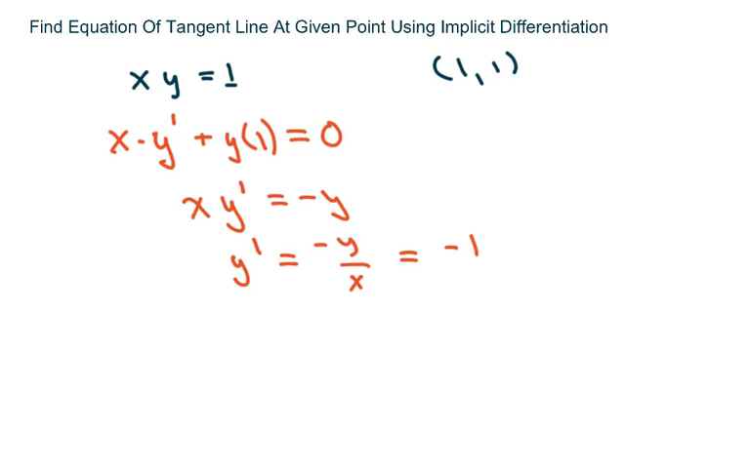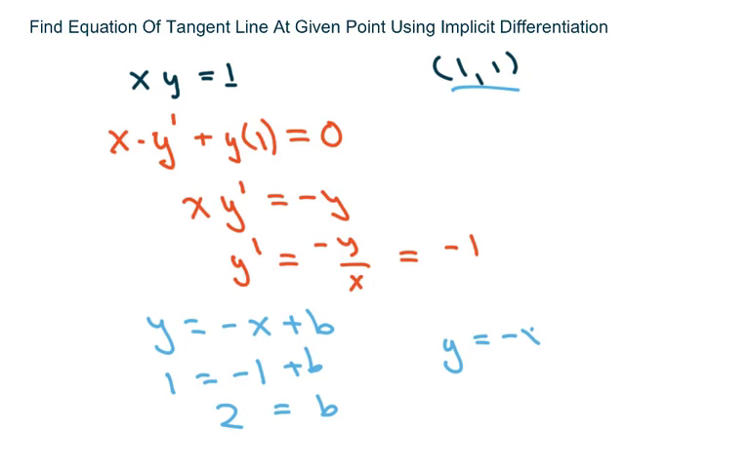Alright, so therefore for the tangent line, we're going to write y equals negative 1x plus b. Plug in your x and y, so you get 1 equals negative 1 plus b. Therefore b equals 2. And your equation is going to be y equals negative x plus 2.